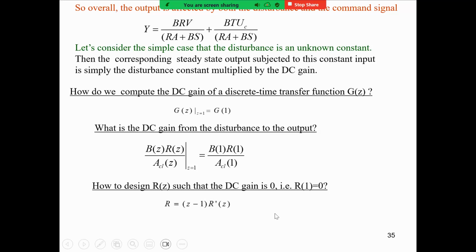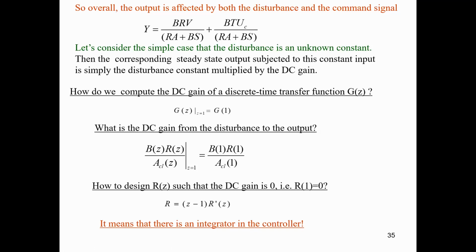Okay, I'm just going to design my R in this way. That will solve the problem. Any questions? It also means that there is an integrator in the controller. You put Z minus 1 in R, because R is the denominator. You have a Z minus 1 in the denominator. It is like for continuous time, you have 1 over S, right? You have S in the denominator, okay?